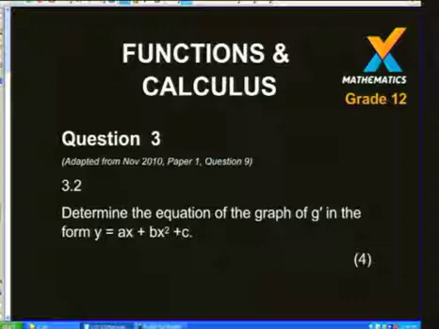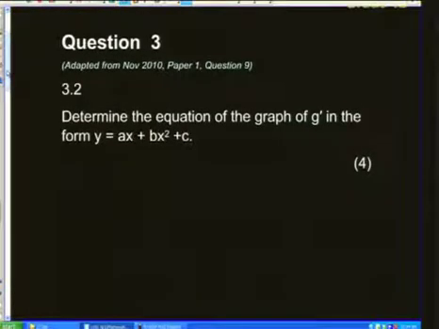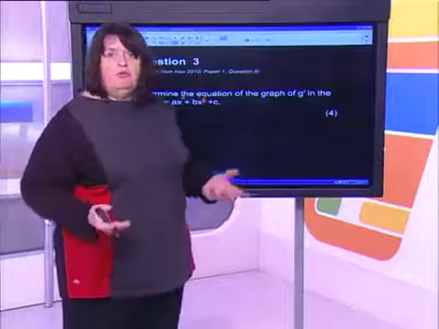Okay, the next question says find the equation of the graph of g dashed in the form y equals ax squared plus bx plus c. Oops, I can see they got a little extra square over there. It's had a heavy night at the party. It's ax squared, and that one should not be there. Plus bx plus c, that's the format of a general parabola.